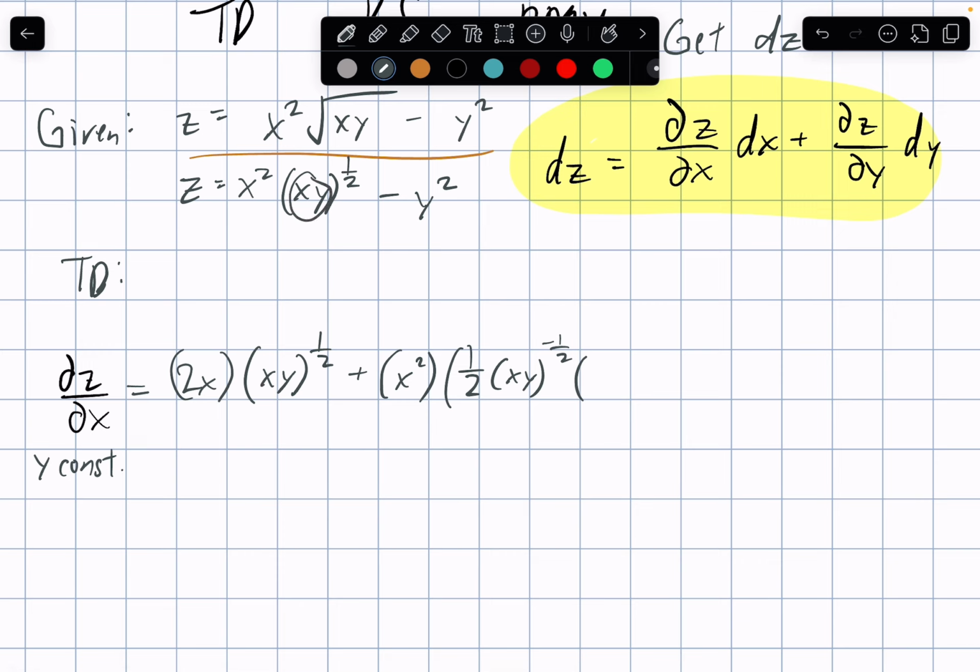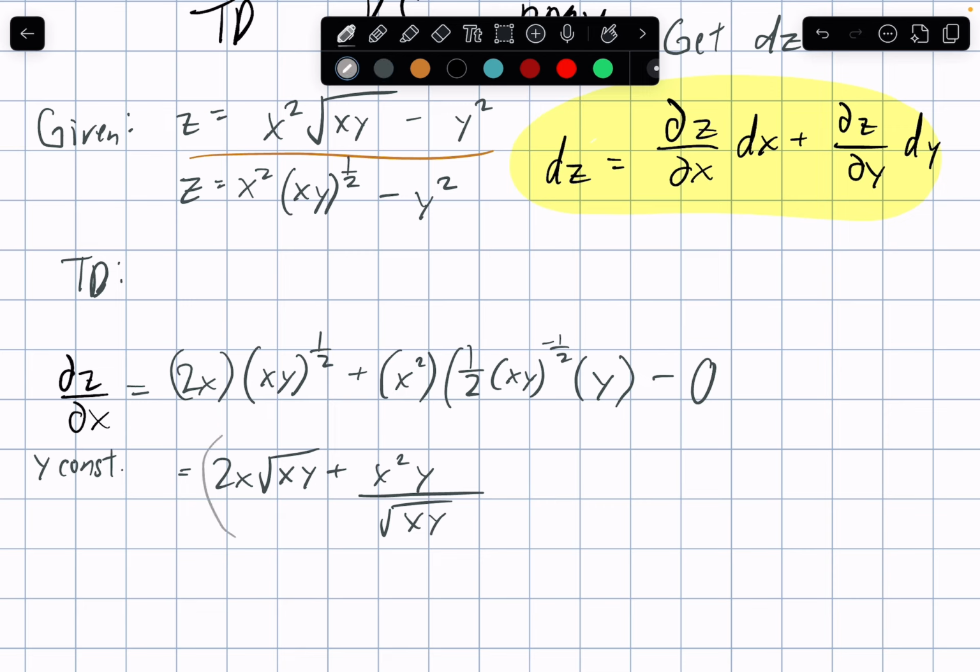Actually, we don't need to use product rule. Y is a constant, we set it aside. The derivative of x is just 1, so just y. And then y is a constant, right? So y squared is going to be 0. So that's it. Simplify. 2x square root xy plus x squared y over square root xy.